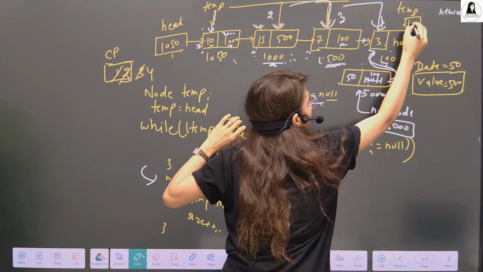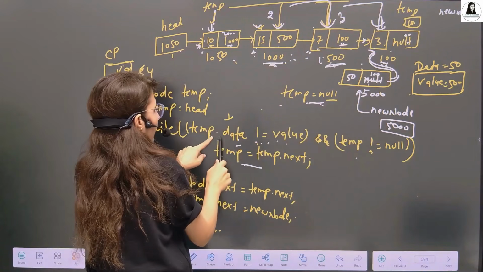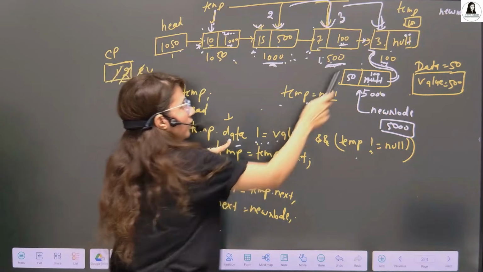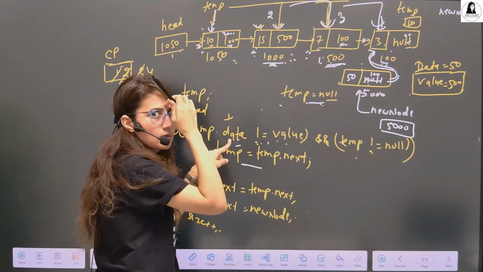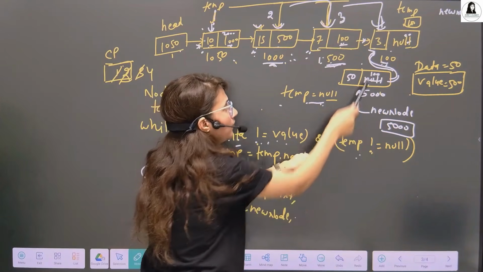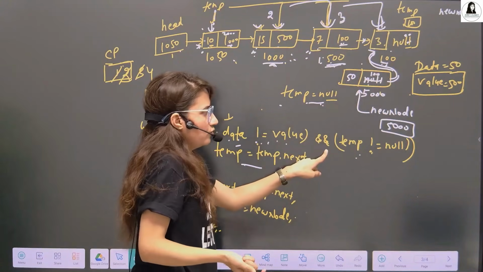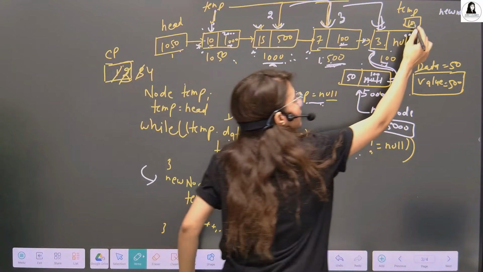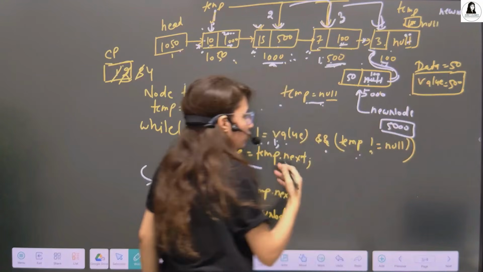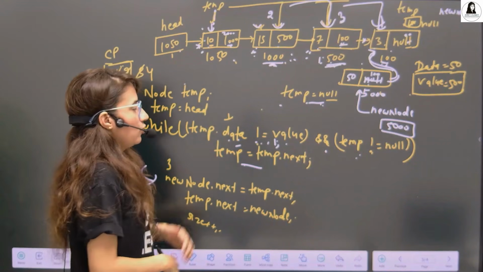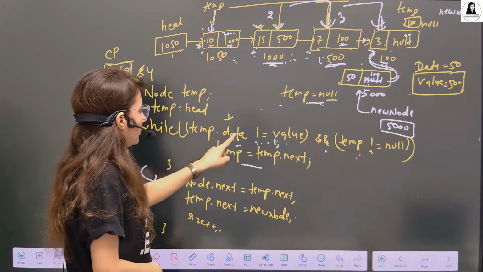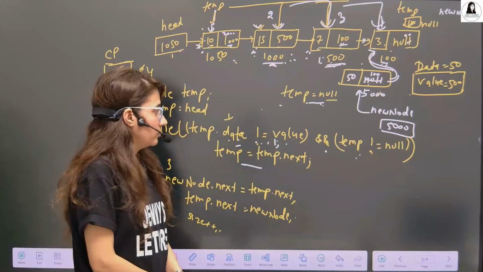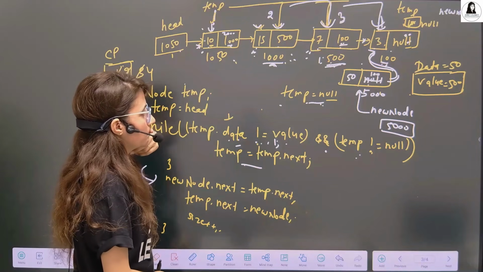In temp, I have 100. Now check. Temp dot data not equal to value? Yes, condition true. And temp not equal to null? Yes, we do not have null. Again, we will enter and again we will assign, and then ultimately it will become null. So this will not work. Now again, null dot data will be checked and you will get a null pointer exception. So this thing is not going to work.